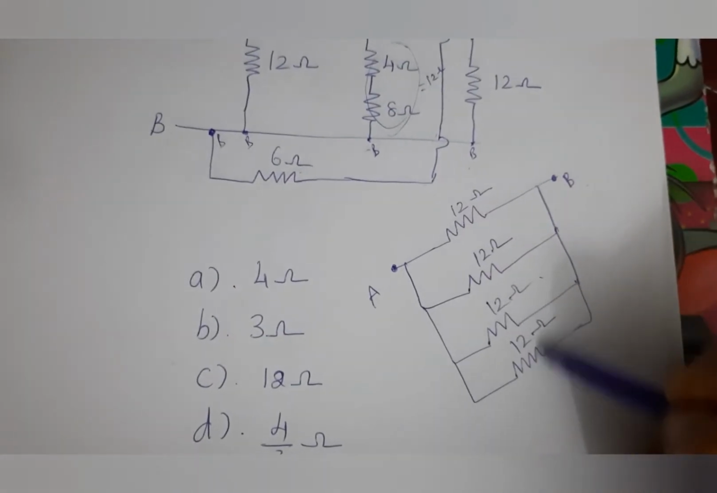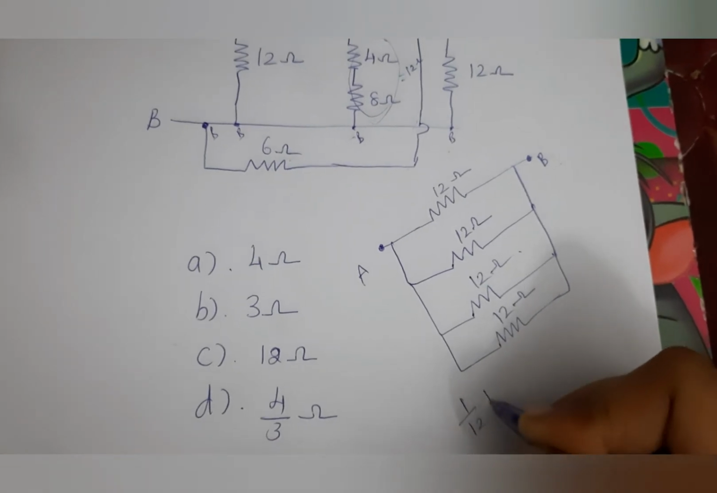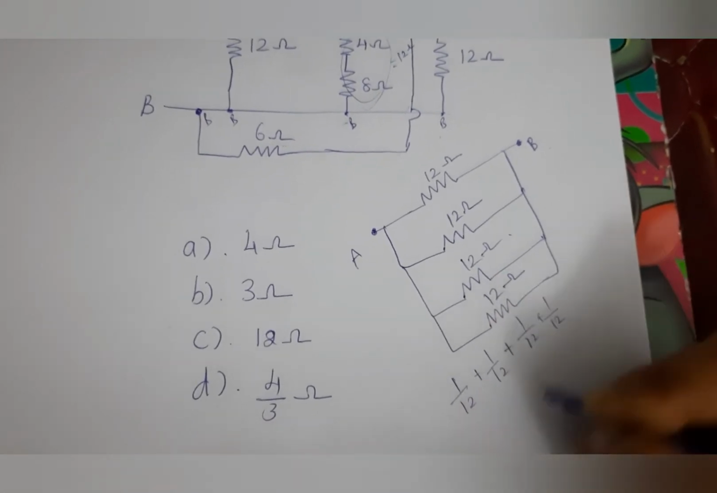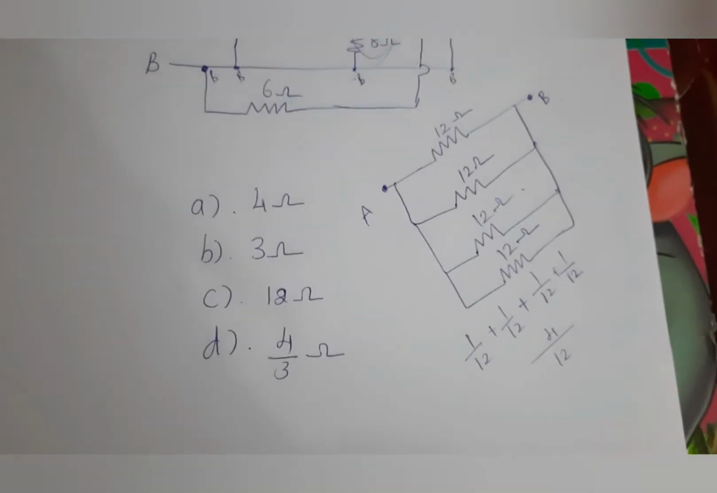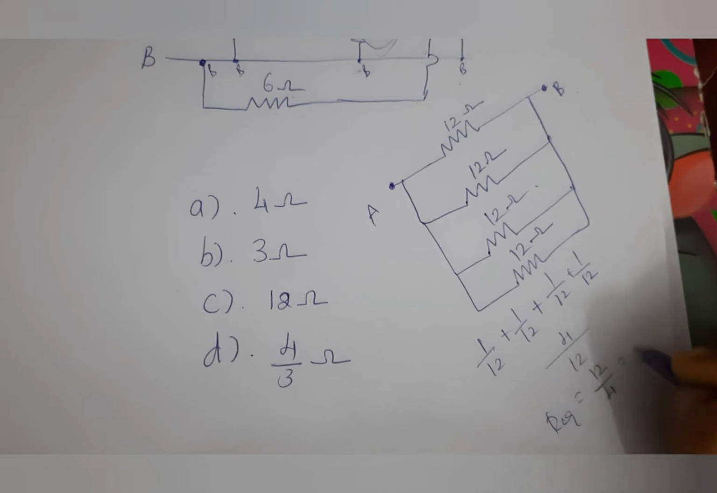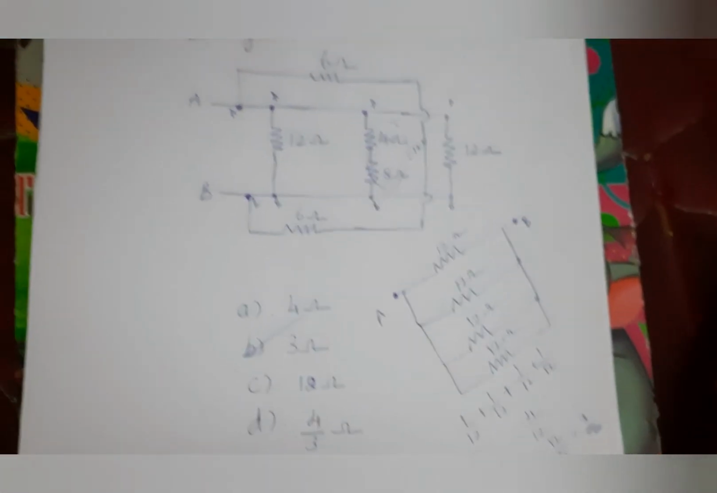So now all four resistors are connected in parallel. So that becomes 1 by 12 plus 1 by 12 plus 1 by 12 plus 1 by 12, that is 4 divided by 12. Then R equivalent is equal to 12 by 4, that is equal to 3 ohm. So here the answer is B, 3 ohm.